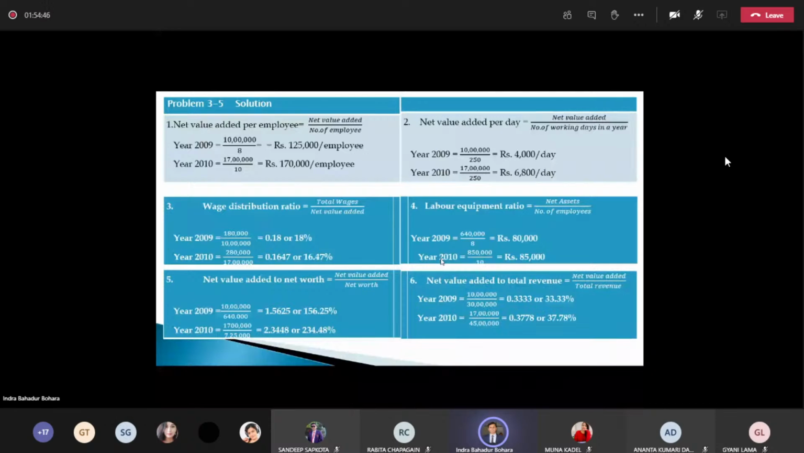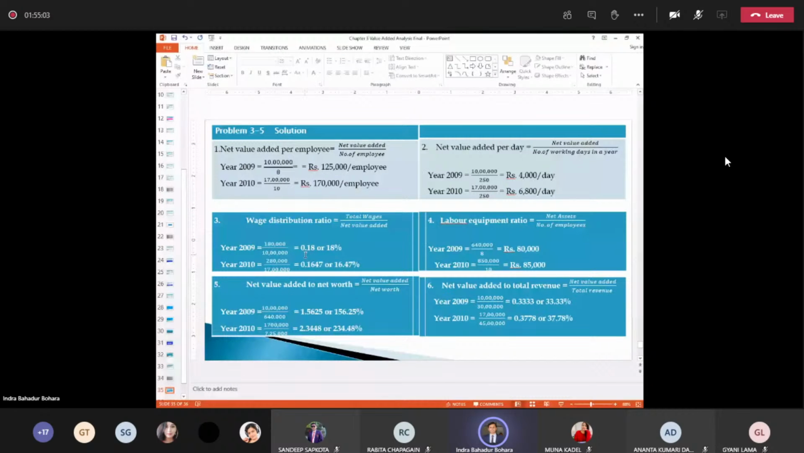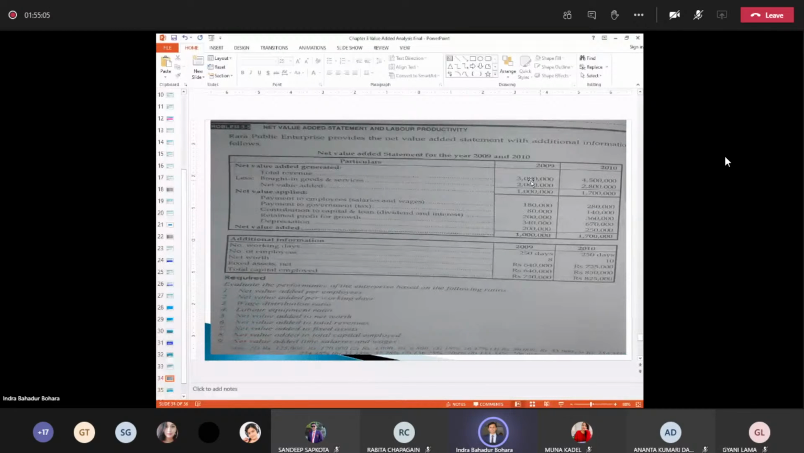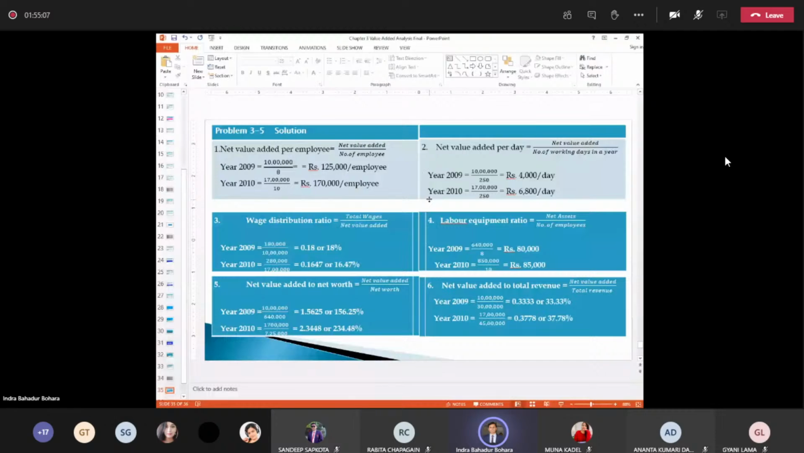Another is net value added to total revenue. Total revenue means sales revenue. In this question, you are given sales revenue. You can see total revenue or sales revenue above. So divide by total revenue.